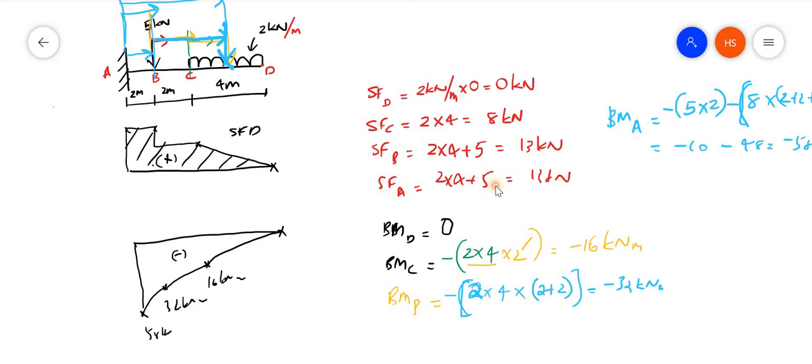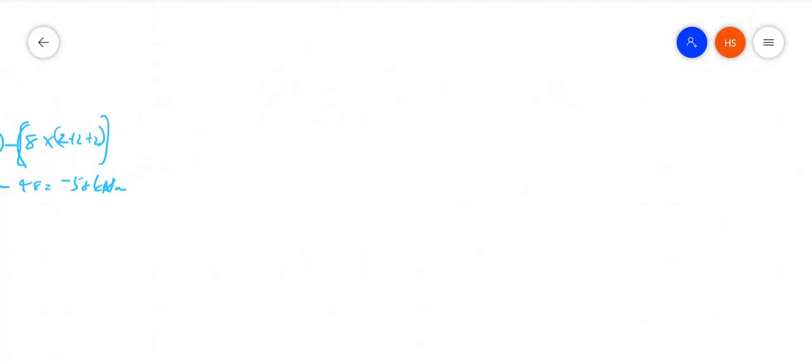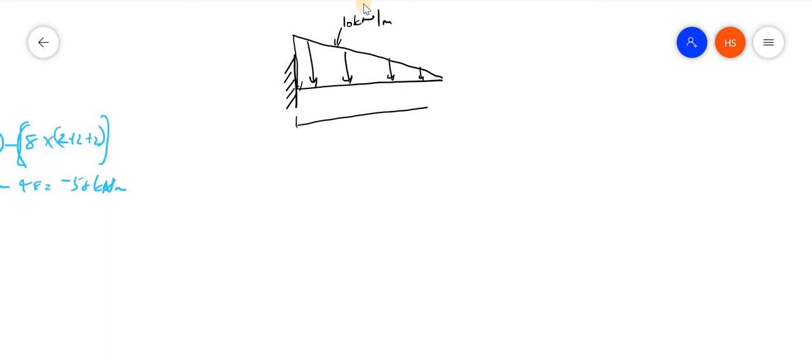Now, in cantilever, one more small topic is there. We are having a cantilever like this, and it is subjected to a UVL, uniformly varying load, like this. Let that load be 10 kilonewton per meter, and let the distance be 2 meter. So A, B, and I am taking C at 1 meter.